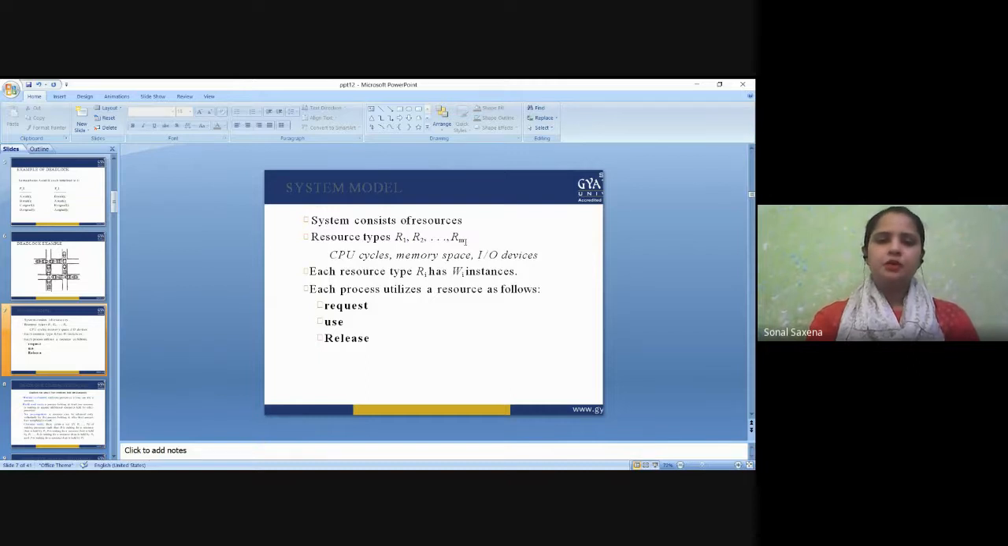So in a system model, we assume that there are multiple resources that the processes need when they want to get executed. Next, each resource type has Wi instances. Like when we are talking about memory space, let's say, then memory space is not a single entity.